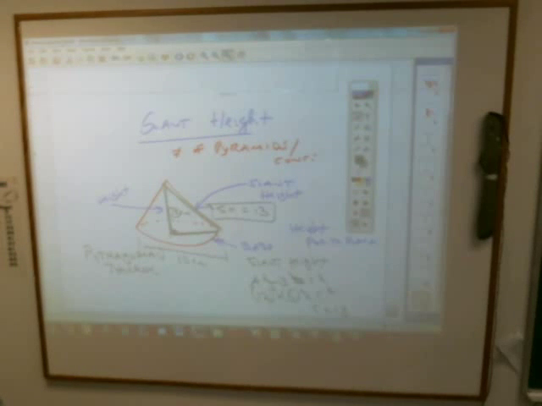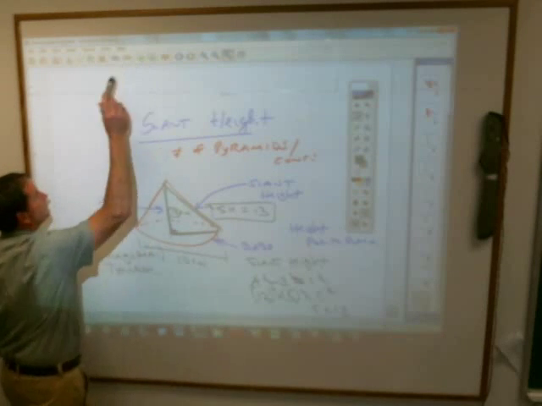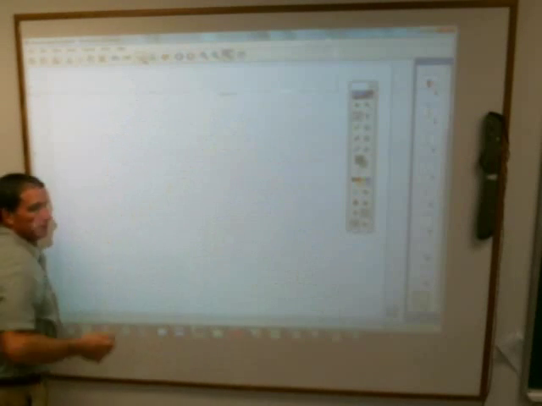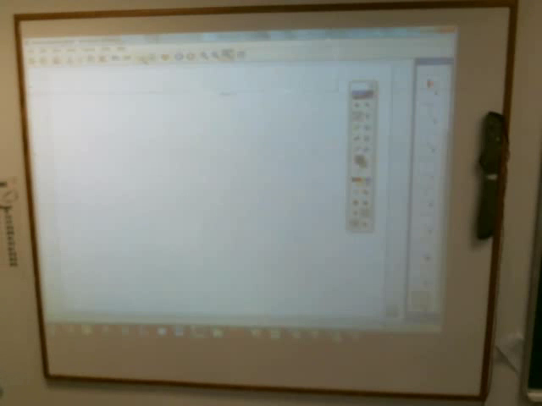Let's do one more here. Let's do a pyramid this time, right out of the book here. The book says: find the slant height. Sketch the right triangle to show the dimensions you are using for your calculations.